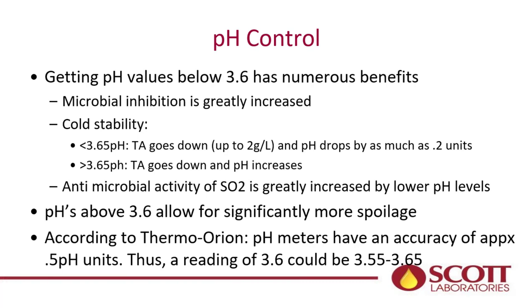Those little paper pH test strips are probably not recommended for what we're dealing with. So I would recommend a good pH meter. But because of the 0.5 pH unit accuracy, if you have a pH of 3.6 on your meter, it could be 3.55 to 3.65. So there is some variance there. So I typically recommend acidulating to 3.55 or a little bit lower just to be in the safe zone.